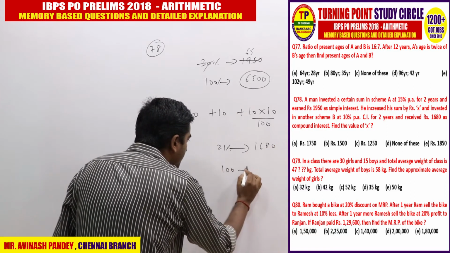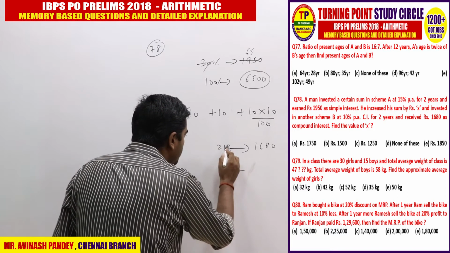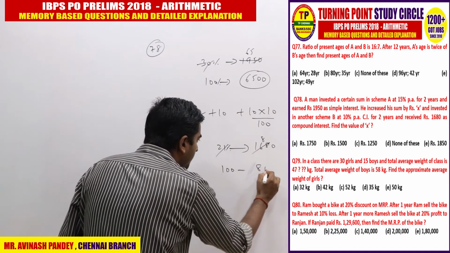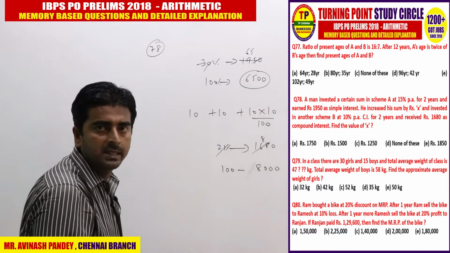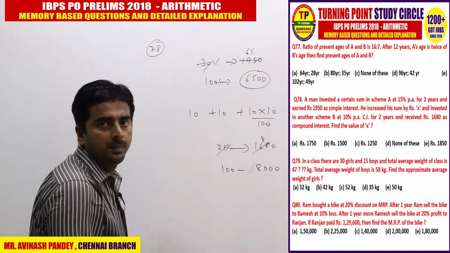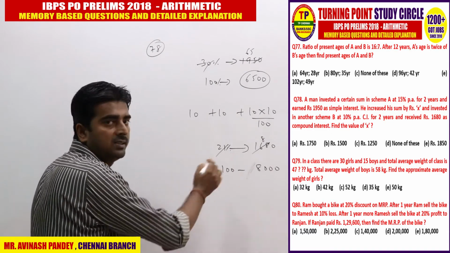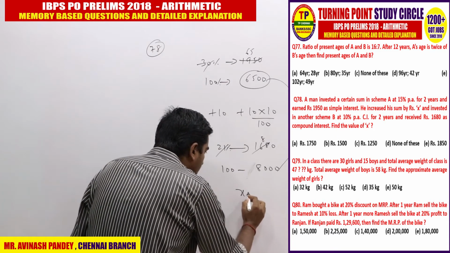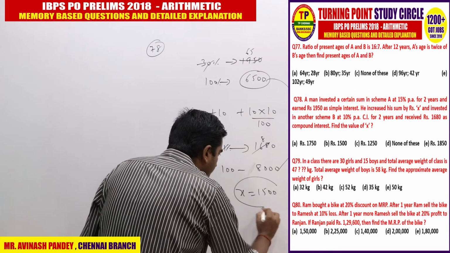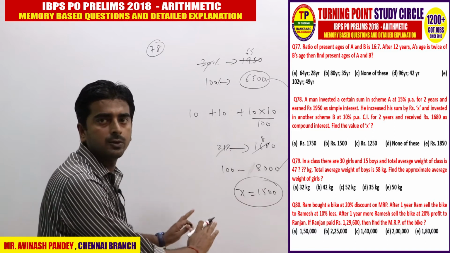So here also what is the 100% value? It is 8000. In the first case principal you got 6500. In the second case principal you got 8000. When? After adding some X value. How much have you added here? 1500. So my X is 1500. This is my answer for the second question, right?